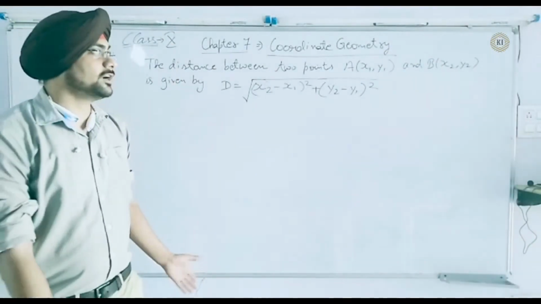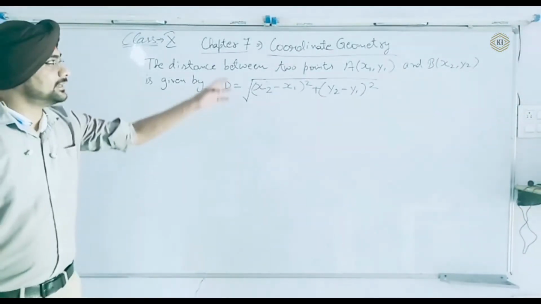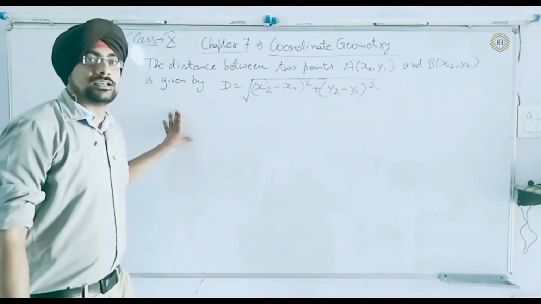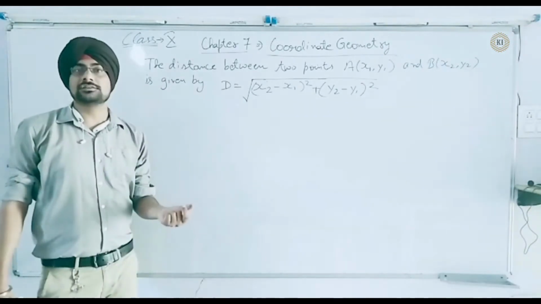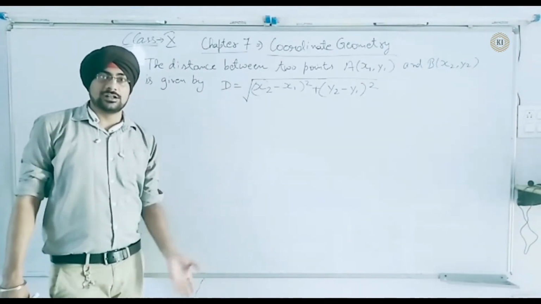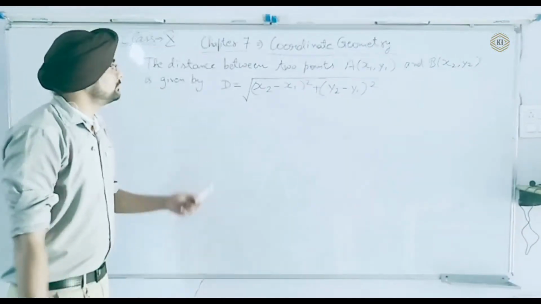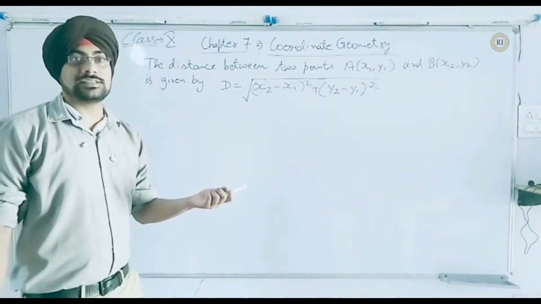Today we are going to start the 7th chapter for class 10 and the name of the chapter is coordinate geometry. Now in the previous class we have studied about how to plot the points and in which quadrant the points lie. Now in this chapter we are going to study two formulas. First formula is known as the distance formula. Next I will discuss the section formula.